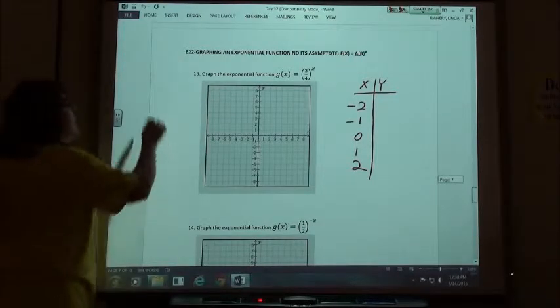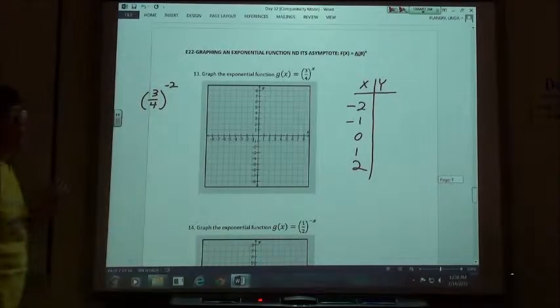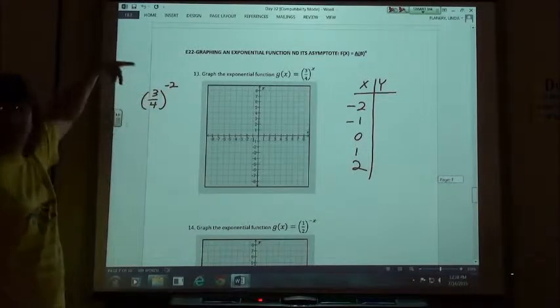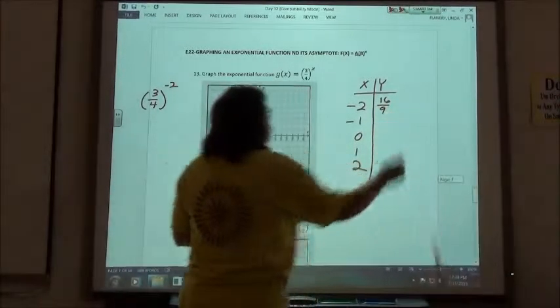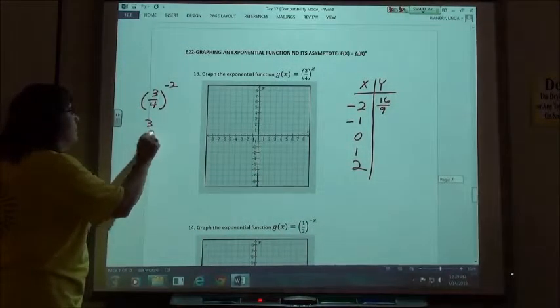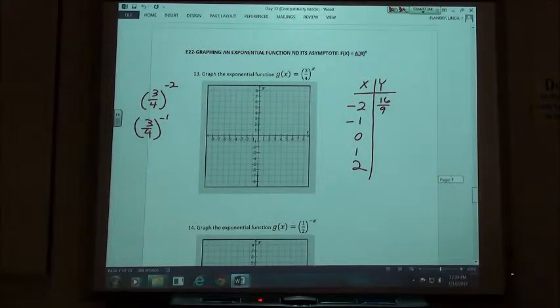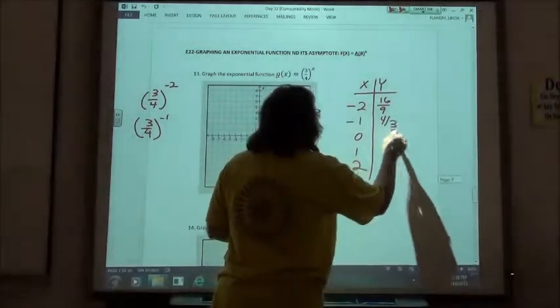So, if we do 3/4 to the -2 power, what is that going to be equal to? 16/9, because the negative exponent, we have to do the reciprocal and then square it. So 16/9. 3/4 to the -1 power would be 4/3. The reciprocal of 3/4 is 4/3.